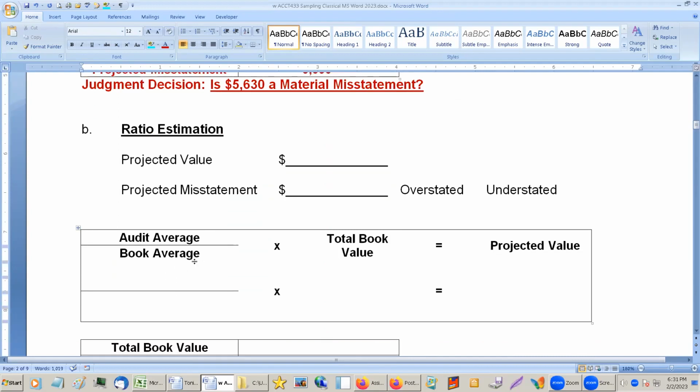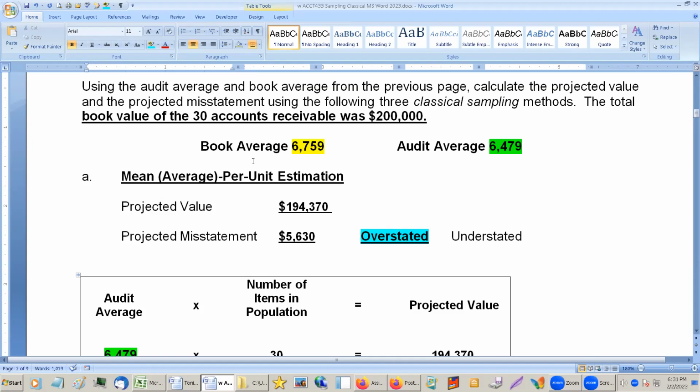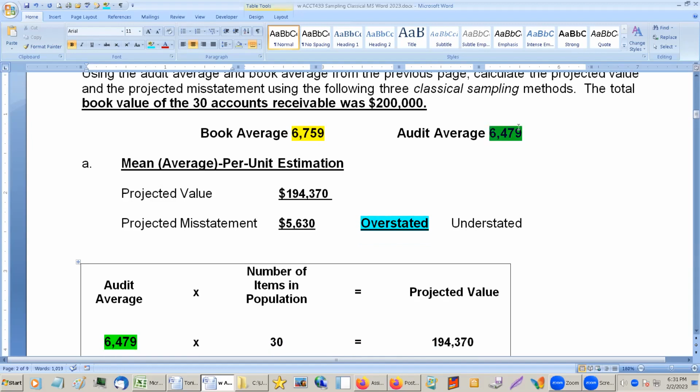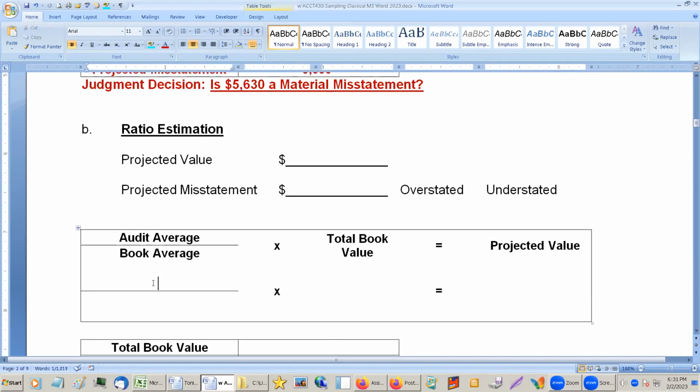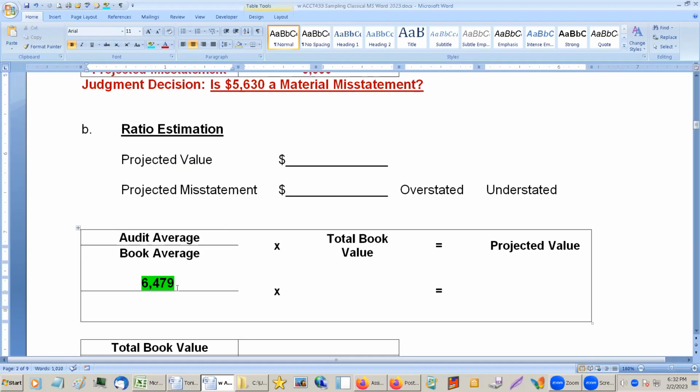Okay, ratio estimation. Ratio estimation says that misstatements are made in a ratio of the size of the item. In other words, big items would be off by more than small items. A larger account might be off by more than a smaller account. And by the way, I think this one might be the most useful one. We start with our audit average and divide it by our book average. If you forget which one goes on top, it's alphabetical. There are a lot of ratios in accounting that are alphabetical, by the way. Kind of funny.